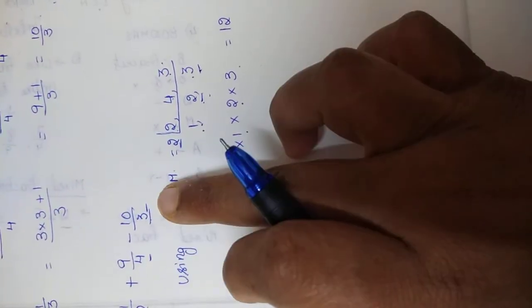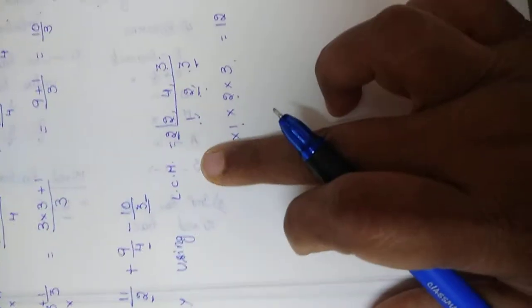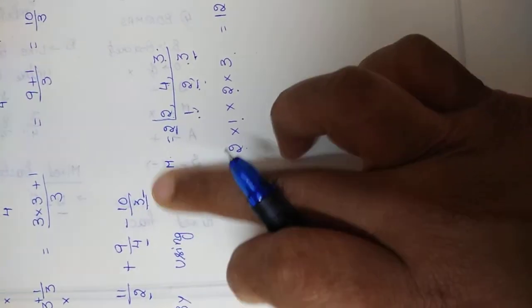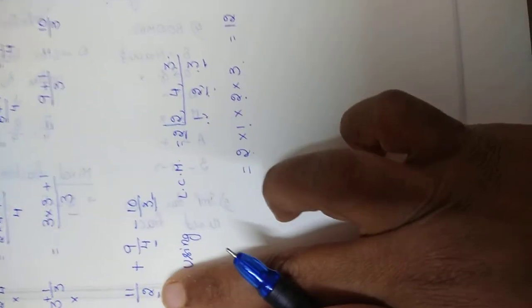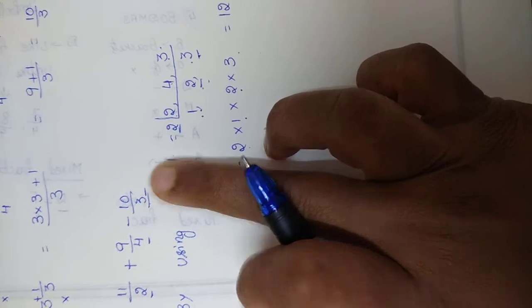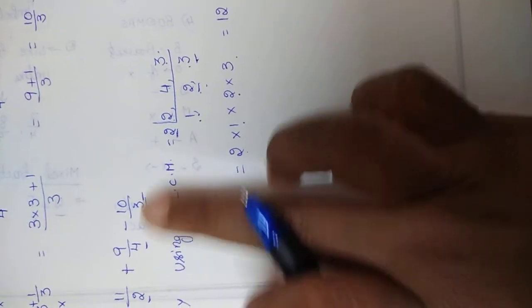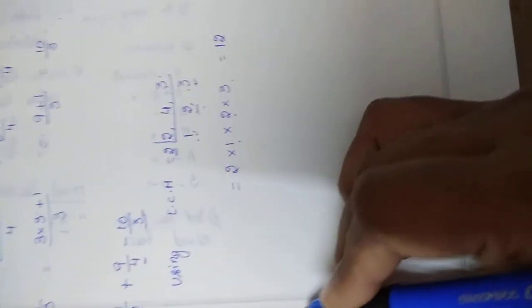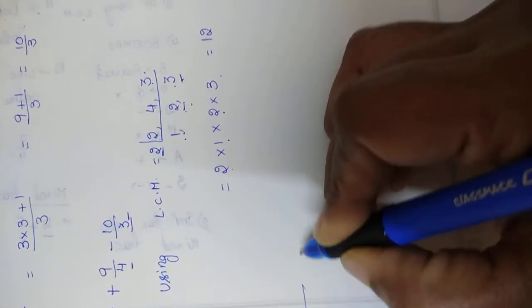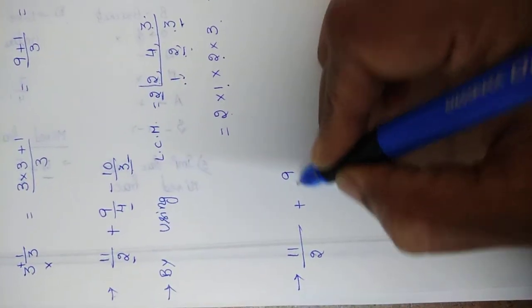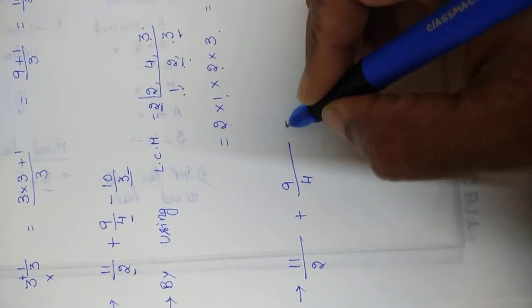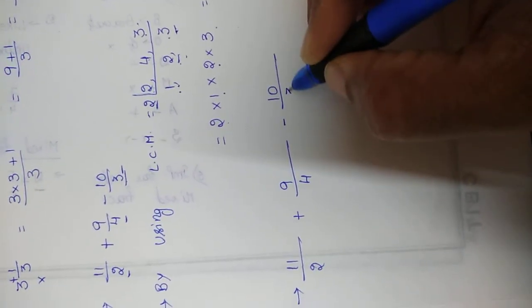Now what is the third step? I have to change all my fractions into like fractions. So like fractions means using the LCM. LCM is 12, so I have to change all my denominators into 12. So here my denominators are 2, 4, 3. Simple thing, we have to check all the multiples of 2 as well as 4 as well as 3. So first we'll write the question as it is: 11 by 2 plus 9 by 4 minus 10 by 3.